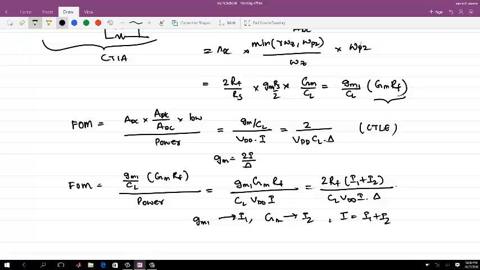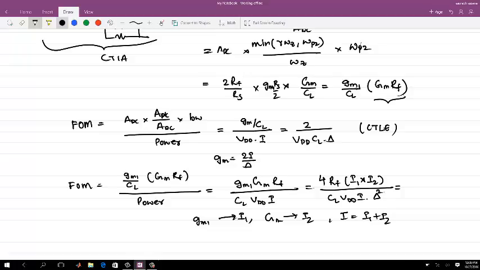Now for maximizing this figure of merit, actually I1 and I2 is splitting equally. Pardon? Oh, sorry. I1 into I2. Yeah. Divide by delta square. You are right. What happened? Okay, yeah. So many mistakes. Okay, correct.